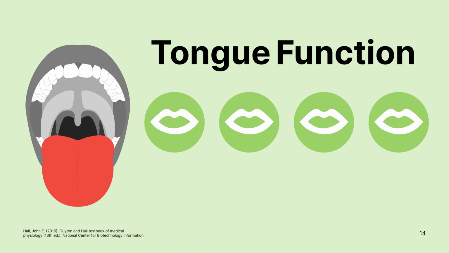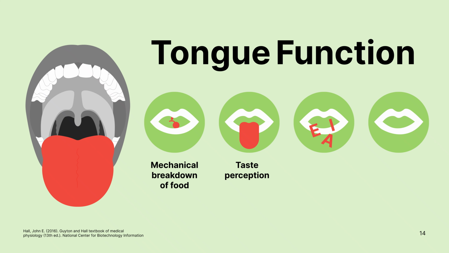Inside the mouth, the tongue serves four primary functions. First, it assists in the mechanical breakdown of food by manipulating and mixing it with saliva, which facilitates digestion. Second, the tongue is essential for taste perception, as it contains taste buds that detect various flavors. Third, it plays a crucial role in speech articulation, helping to form sounds and words. Finally, the tongue is involved in the initiation of swallowing by pushing food to the back of the mouth, thereby beginning the swallowing process. Together, these functions highlight the tongue's importance in both digestion and communication.